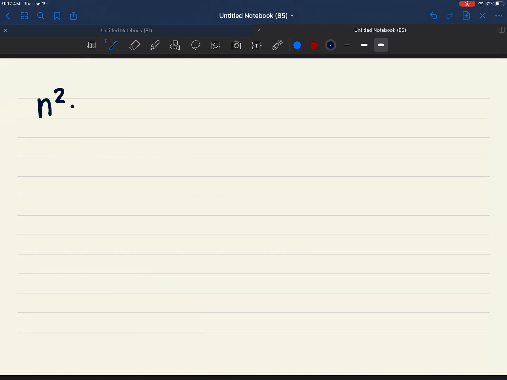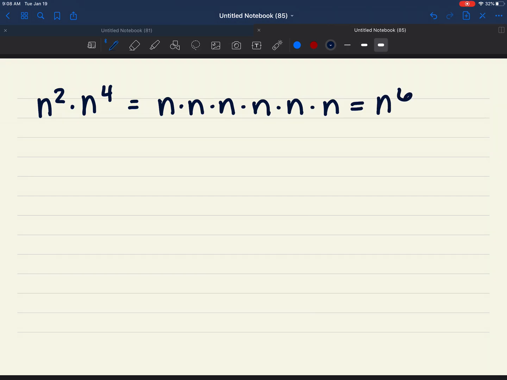Okay? Alright, first thing we're going to do is if we have n squared times n to the 4th. Can anyone tell me how I would write this out without using exponents? It's not really a trick question. It's just like 6 n's. There we go. Okay, so when I talk about n squared times n to the 4th, what would my answer be? N to the 6th power.